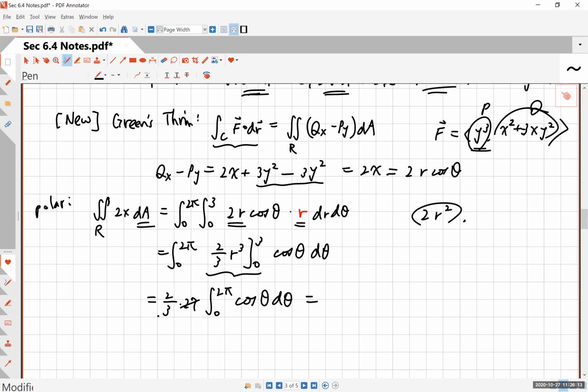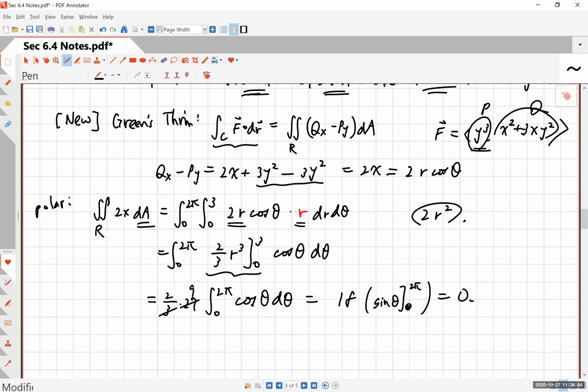Now you can work this. This is easy. That's 18, whatever, right? But look at what happens here. What do you get when you integrate cosine or sine or any trigonometric function of period 2 pi? Well, you actually get 0, right? If you really want to, you can write this as sine of theta going from 0 to 2 pi, but sine of 2 pi is 0, sine of 0 is 0. So this turns out to be 0, okay?